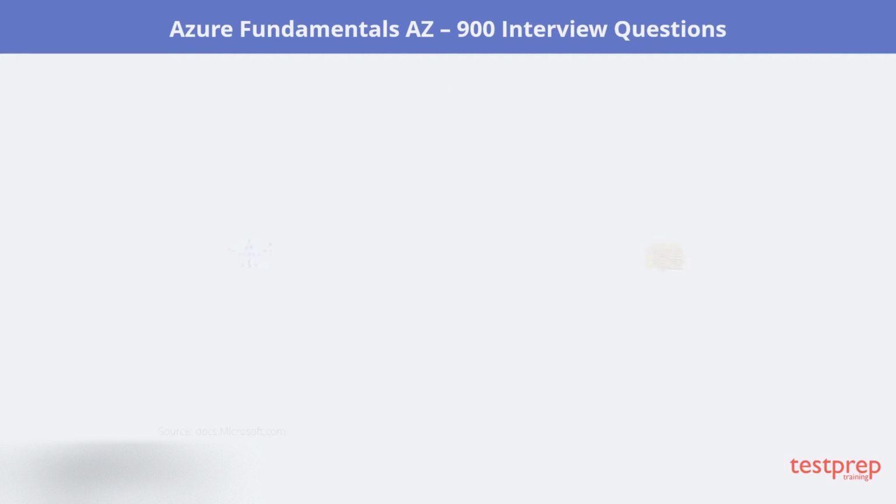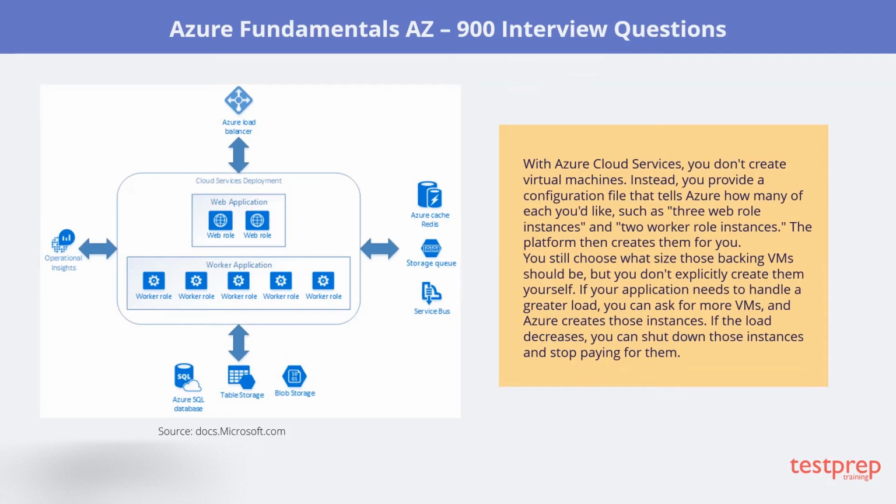With Azure Cloud Services, you don't create virtual machines. Instead, you provide a configuration file that tells Azure how many of each you'd like, such as 3 web role instances and 2 worker role instances. The platform then creates them for you. You still choose what size those backing VMs should be, but you don't explicitly create them yourself. If your application needs to handle a greater load, you can ask for more VMs, and Azure creates those instances. If the load decreases, you can shut down those instances and stop paying for them.